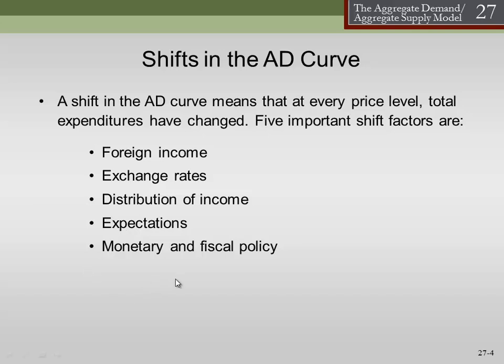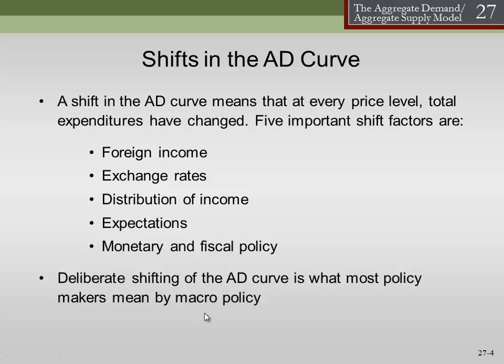And then monetary and fiscal policy. We're going to spend a whole section talking about macroeconomic policy. Deliberate shifting of the aggregate demand curve is what most policymakers mean by macro policy. Like we said before, generally when we're talking about macroeconomic policy, we're talking about manipulating the aggregate demand curve.